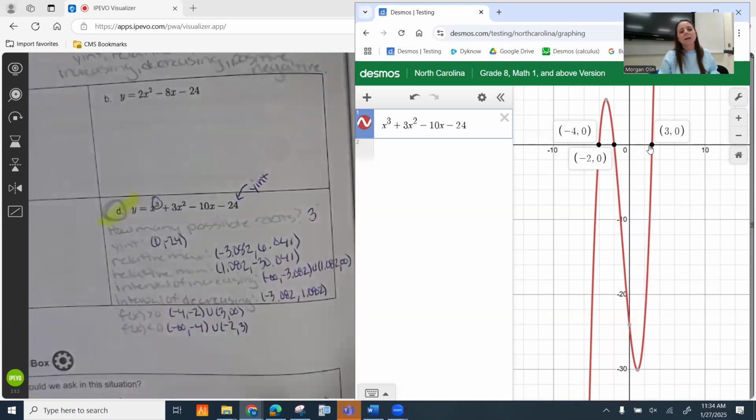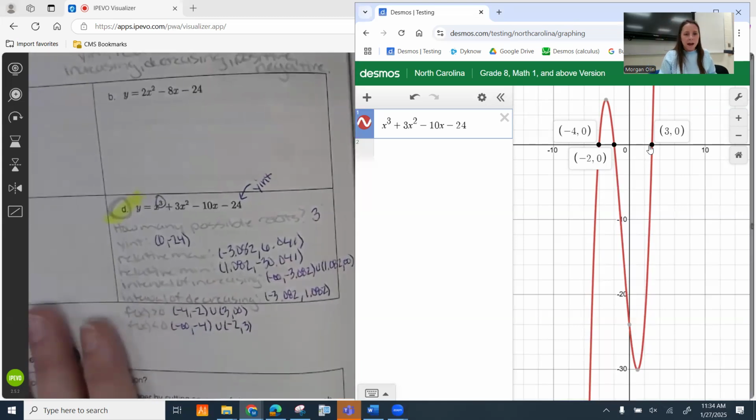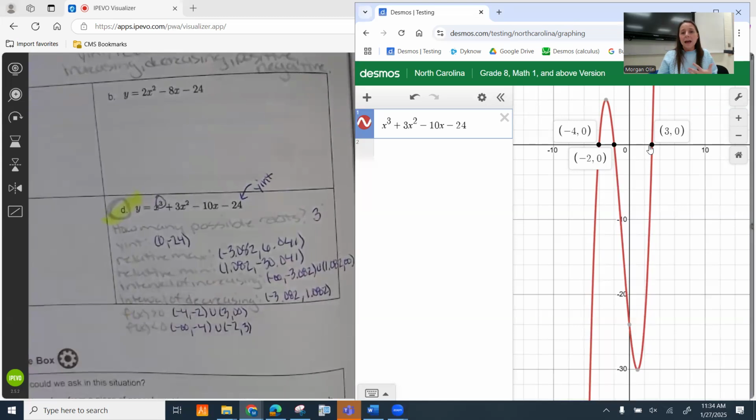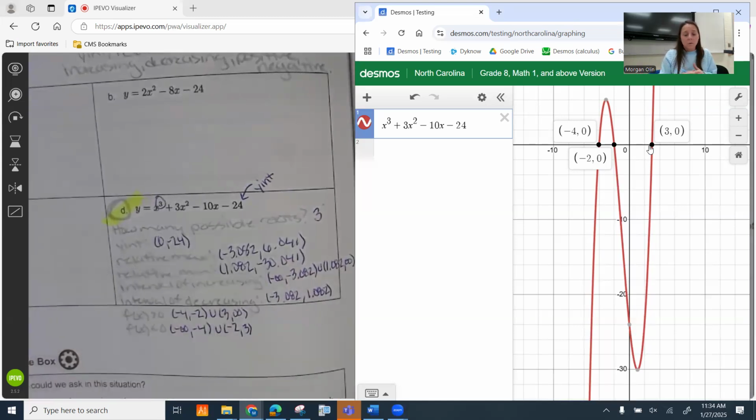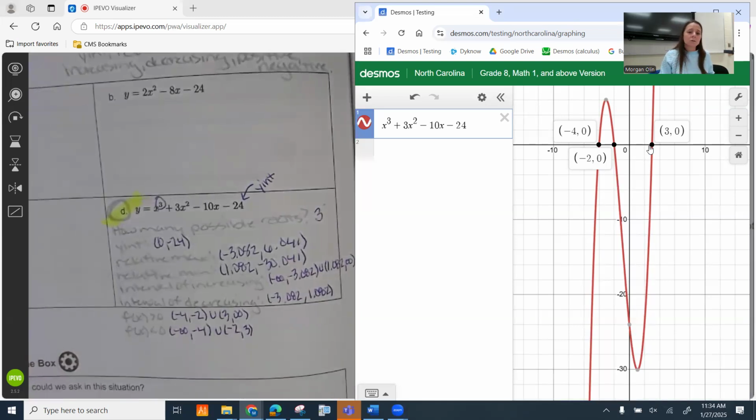All right. So again, be able to pick all of these things out. Now they could just ask you one question, where is it increasing? And you got to be able to pick that out where that is. Or where is it positive? How many roots? So forth.